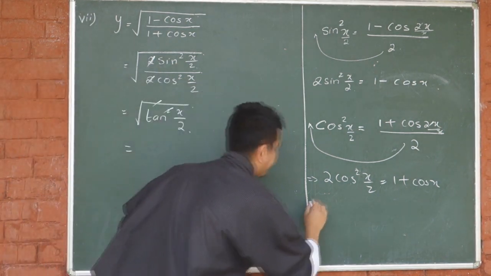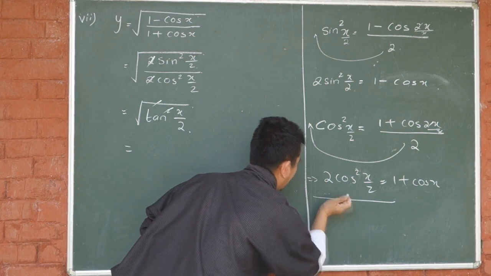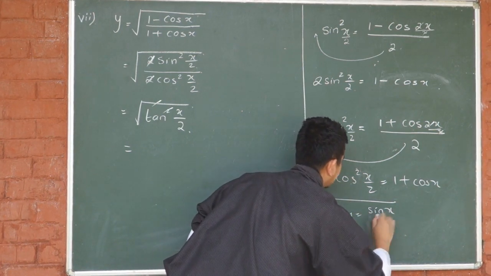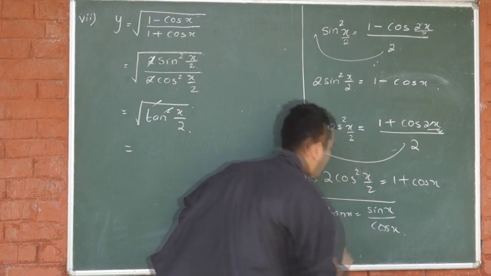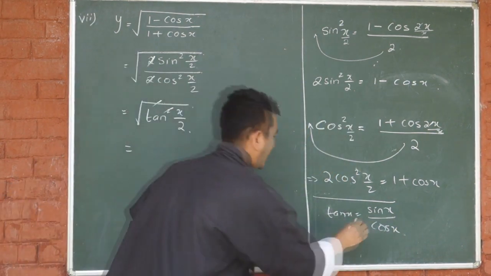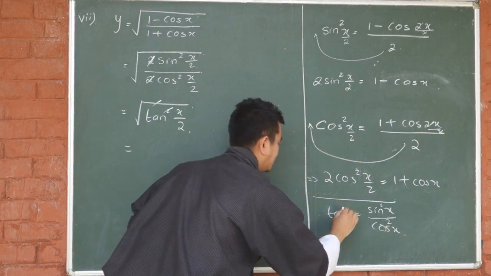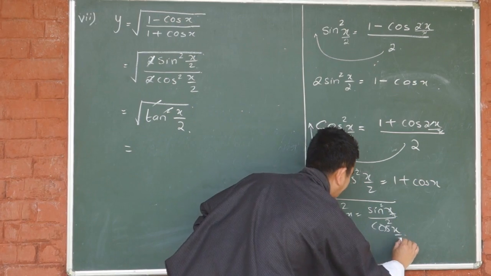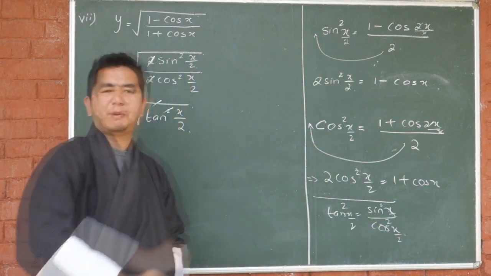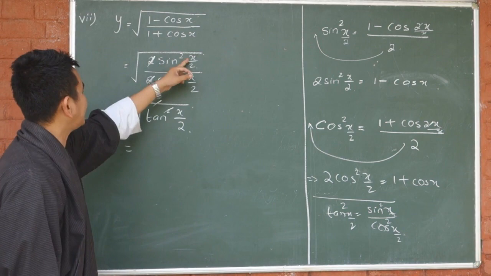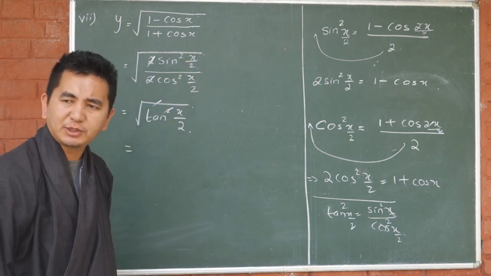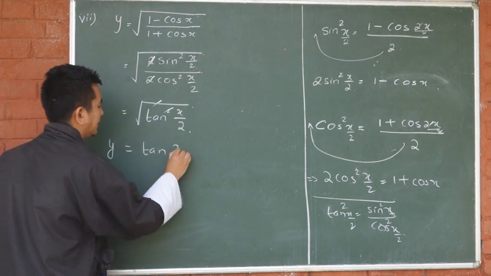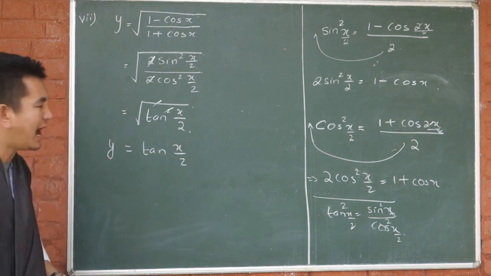See here, what is tan x? Tan x is nothing but sin x by cos x. Is it okay? So what is sin square x by cos square x? This becomes tan square x. What is sin square x by 2 over cos square x by 2? Definitely this is also tan square x by 2. So that is how sin square x by 2 over cos square x by 2 becomes tan square x by 2. Square and root will get cancelled. Finally we have y is nothing but tan x by 2. So how many functions do we have? We have 2 functions.